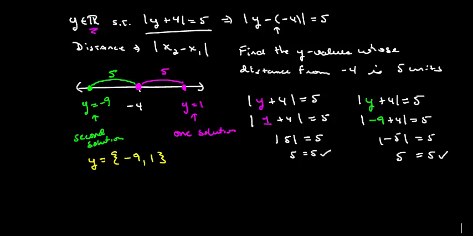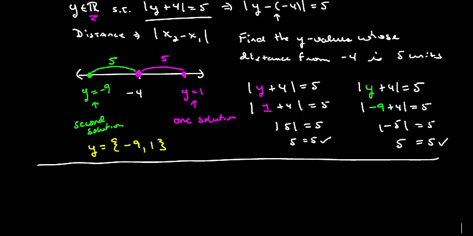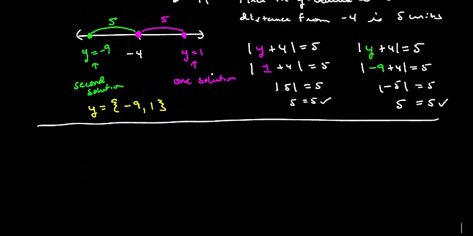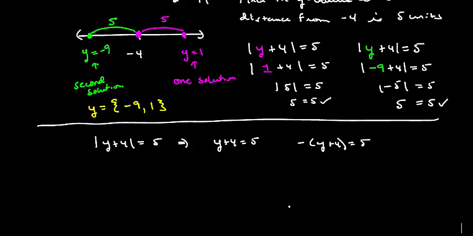Now the other way that we can solve this, instead of drawing it out, which is a great idea to do especially when you first start out, is the more computational, or algebraic, way of looking at this. We take the absolute value of y plus 4 equal to 5, and remember that the absolute value of y plus 4 is either just y plus 4 or it is negative y plus 4. So these are the two options. Here's option 1, here's option 2.